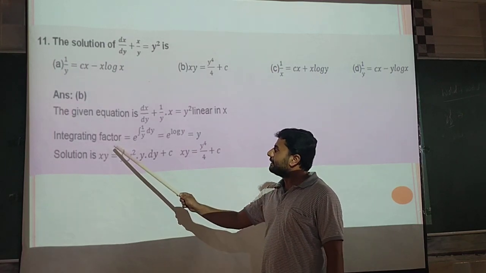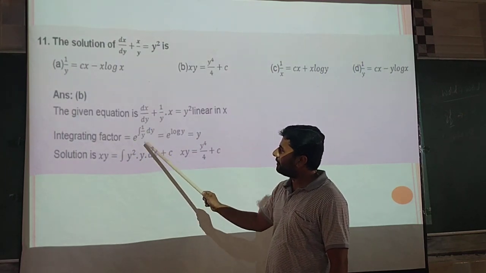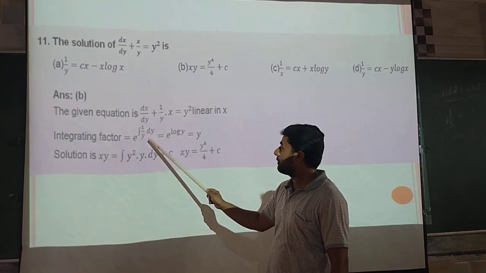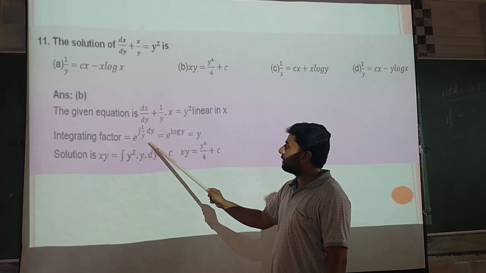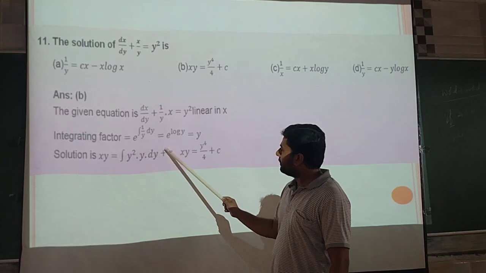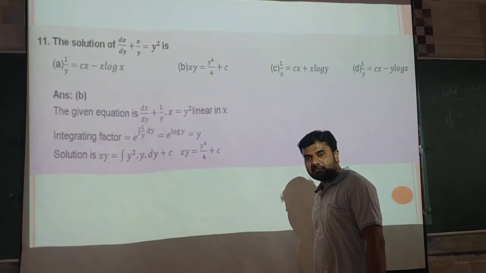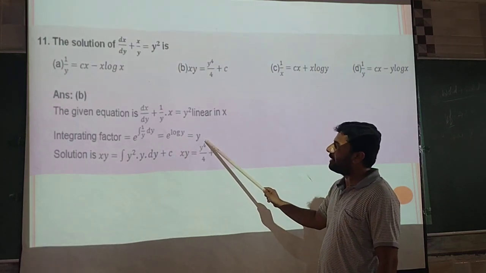Then we have to find the integrating factor, e to the power of integrate p with respect to y. Here the p value is 1 by y. Integrate 1 by y, e to the power of log y. We know that e to the power of log of f of x is equal to only f of x, that is, the value is y.